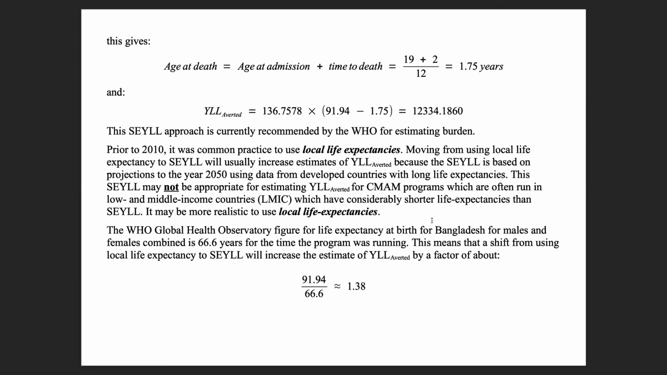Prior to 2010, it was a common practice to use local life expectancies. Now, if we move from local life expectancies to using the standard expected years of life lost, this will usually increase estimates of YLL averted, the years of life lost that we avert by our program. Because the SEYLL is based on projections to the year 2050, using data from developed countries with long life expectancy. In fact, this data is called Frontiers 2050, and it's a projection of life expectancy in Japan out to 2050.